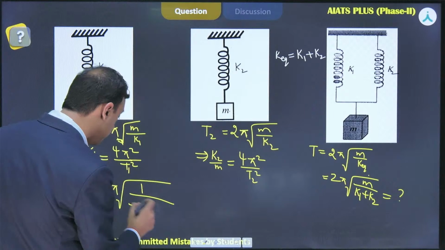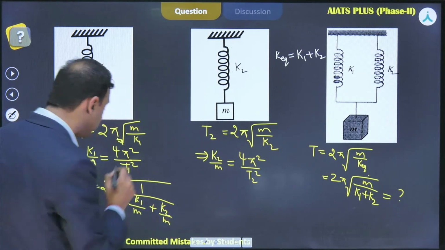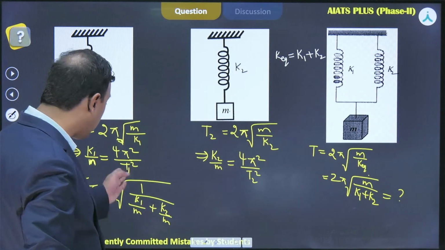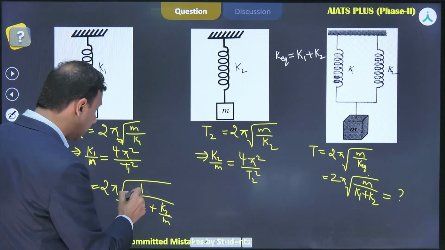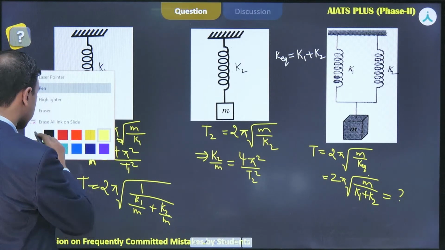See what it becomes: k1 by m plus k2 by m. And now all you have to do is just substitute them. Okay. If you substitute them, you will get your answer.